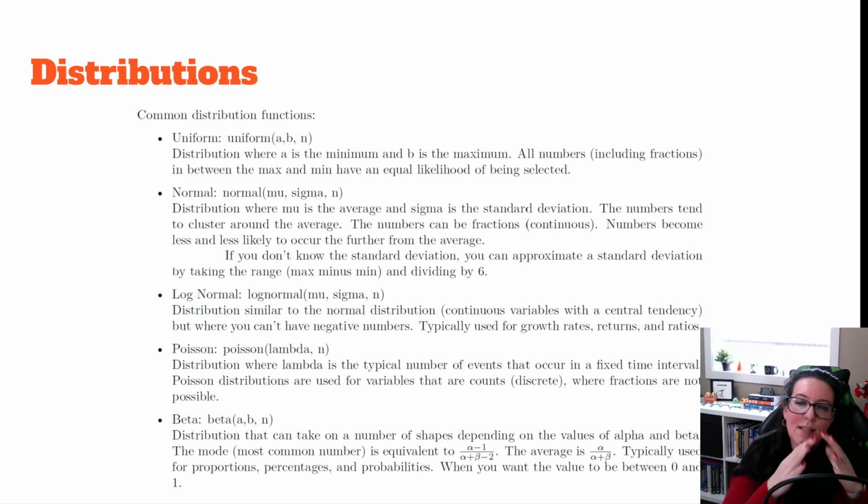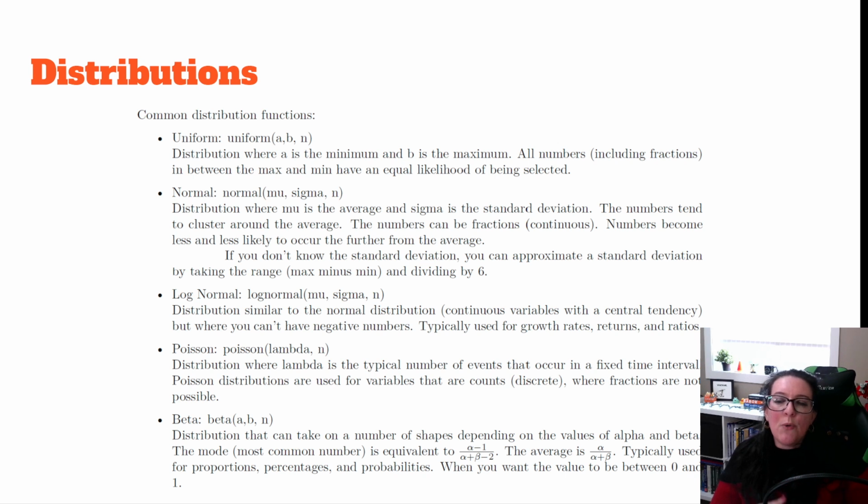The idea here is that numbers become less and less likely the further we are away from the average. A normal distribution says that here we have the center, and then it is equally likely that you are on one tail or the other.